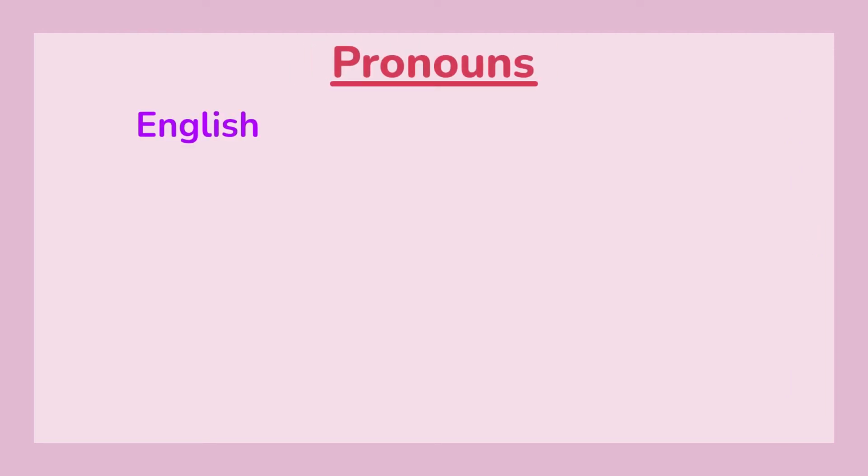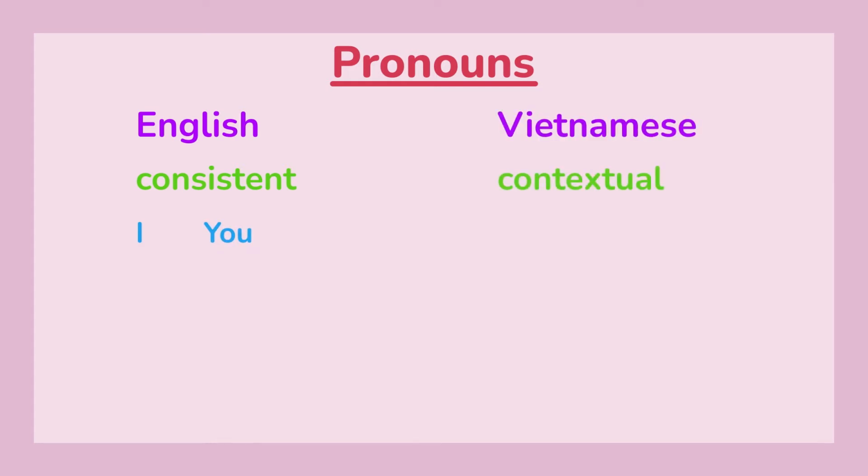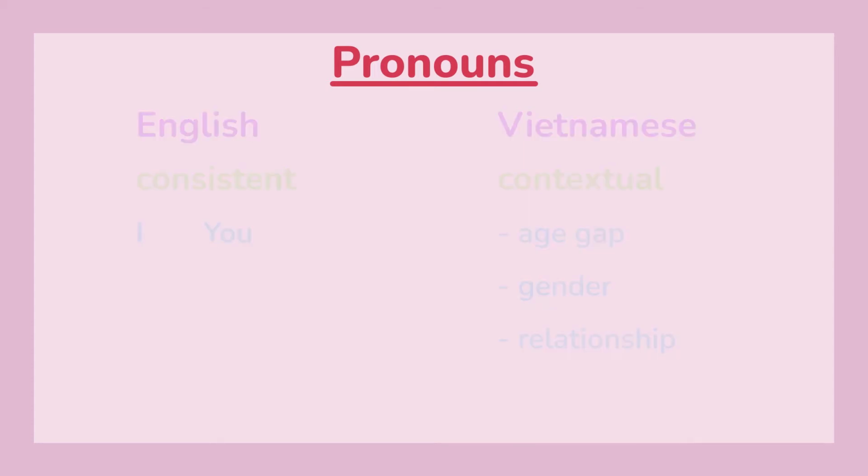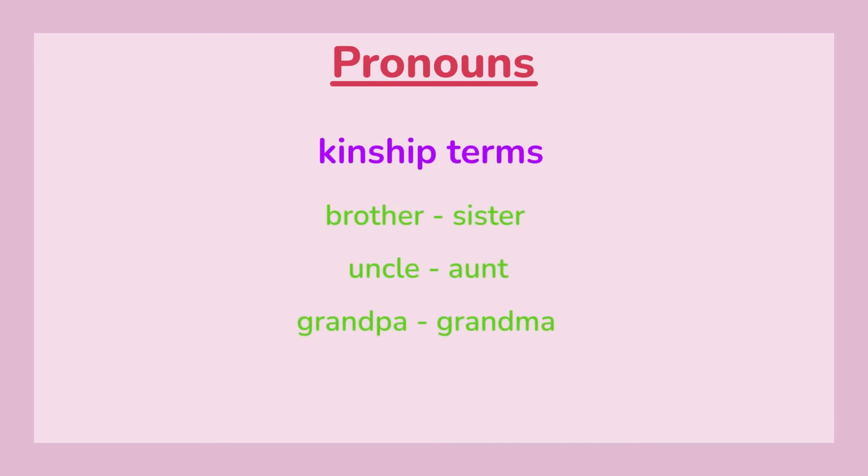In English, no matter who you're talking with, you always refer to yourselves as I and refer to your listener as you. But in Vietnamese, it depends on many factors like the age gap, the gender, or the relationship between you and your interlocutor. Most of the time, we use kinship terms to refer to each other. In this video, I'm going to teach you first three kinship terms.